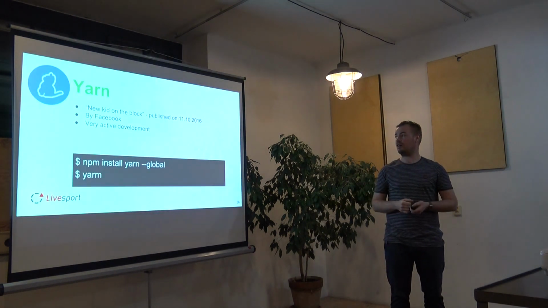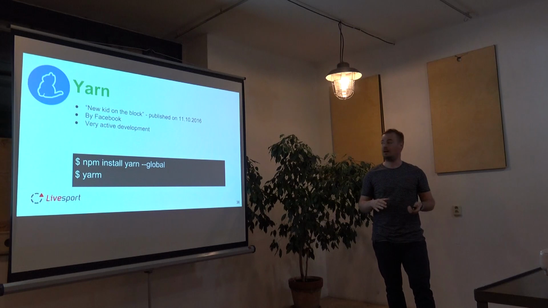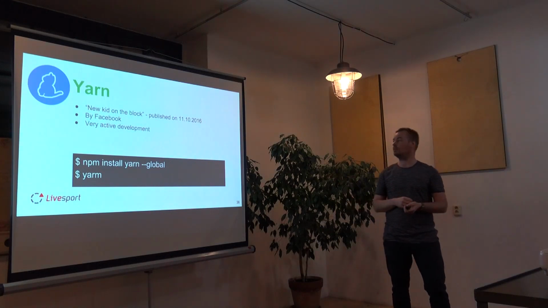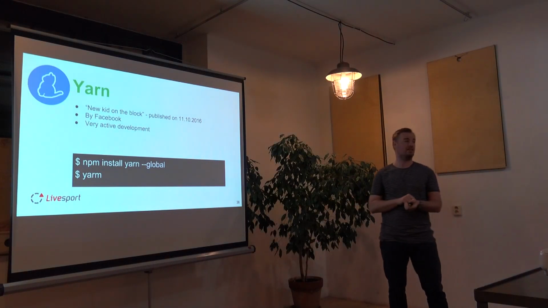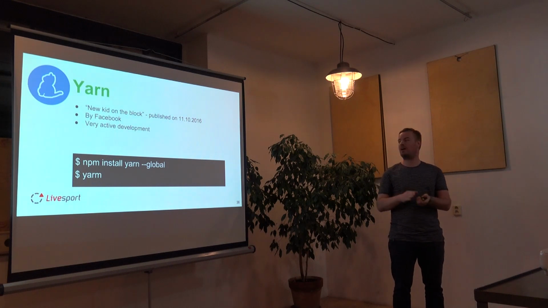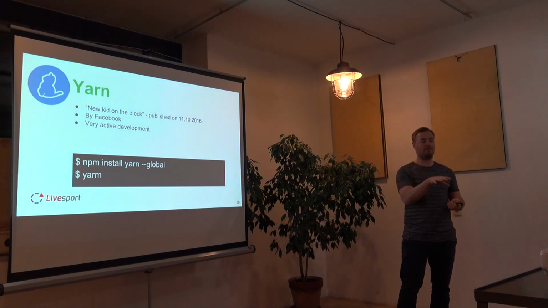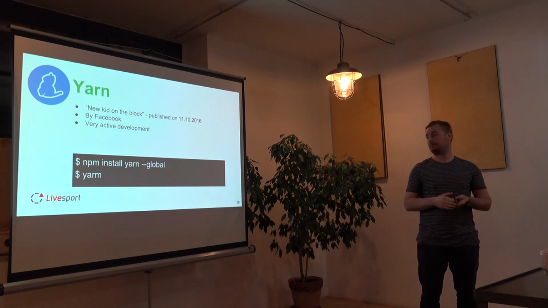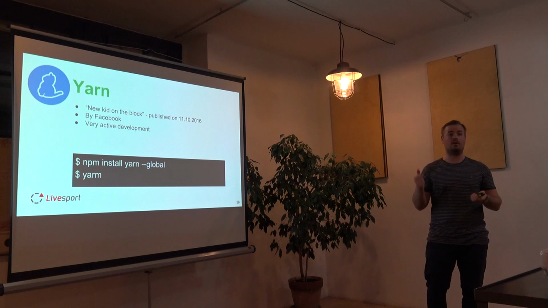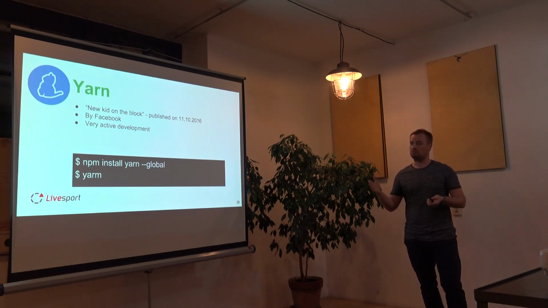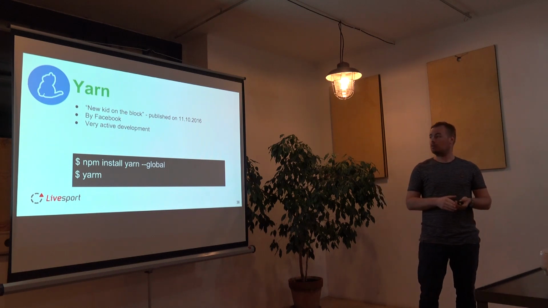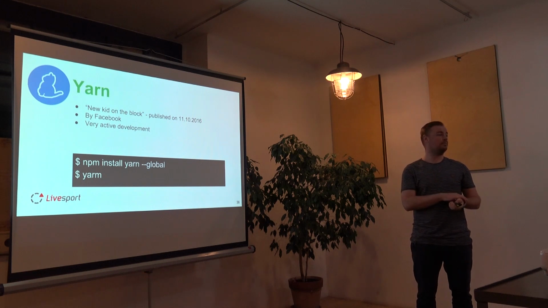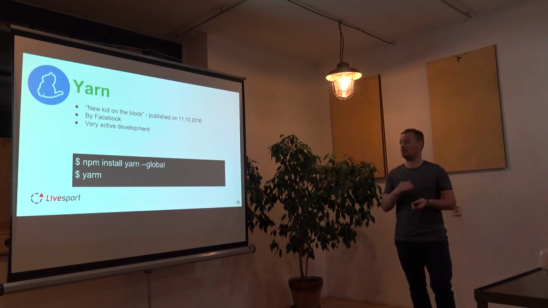Now, I talked about how Yarn is just new on the block, published on the 11th of October 2016. That's not even half a year. It was built by Facebook, and they targeted the main problems they had with NPM. So that was speed, that was the lock file, and that was some other things. Now, Yarn is in very active development. I would say much more active than NPM, and they really go fast.